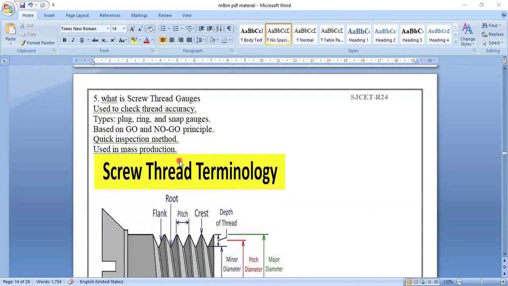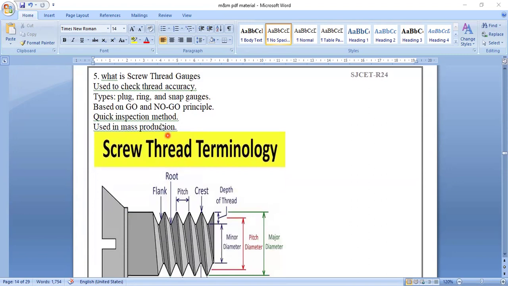So the fifth question I will be taking: what is the screw thread gauges? Gauges is nothing but this. This is the basic diagram you can use anywhere. Major diameter, minor diameter, pitch diameter, crest, pitch, flank. You can use these everywhere, which is used to check the thread accuracy.